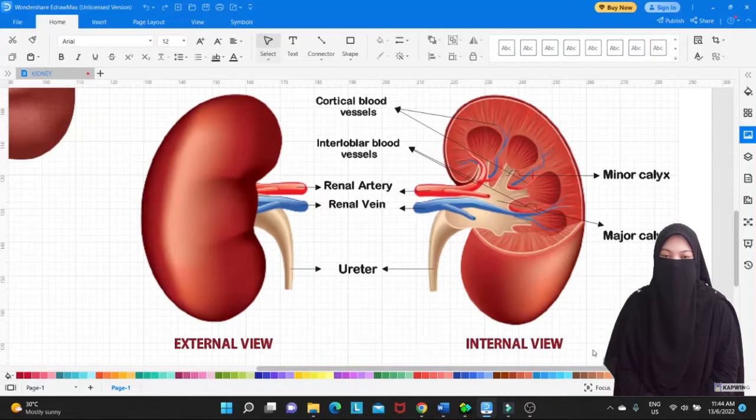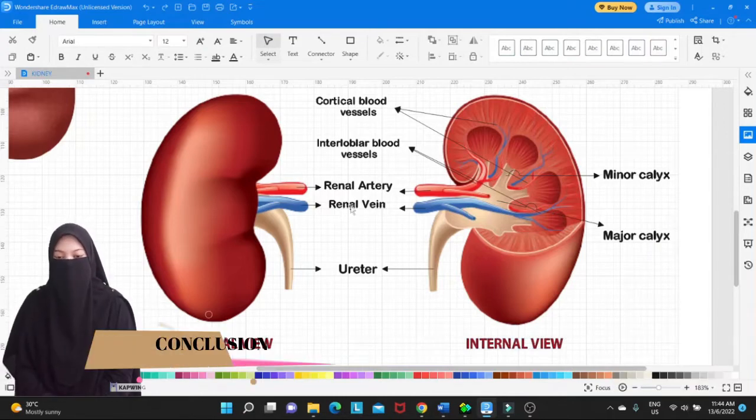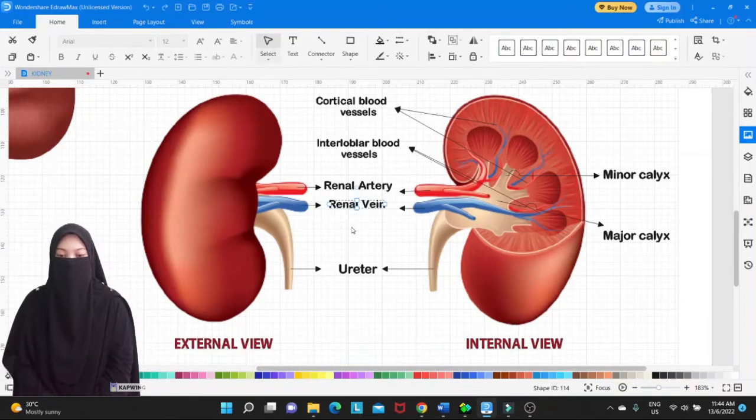So in conclusion, overall, the kidneys perform several important functions related to the homeostatic control of the extracellular fluid. The kidneys play a dominant role in regulating both the volume and composition of the extracellular fluid. They function to ensure that the body maintains a homeostatic internal environment.